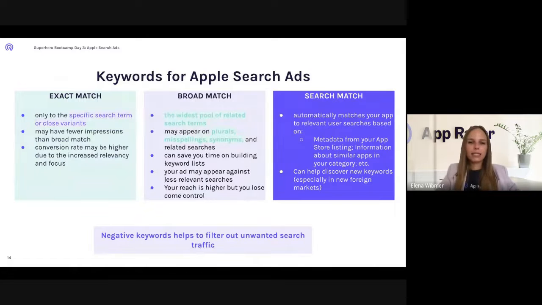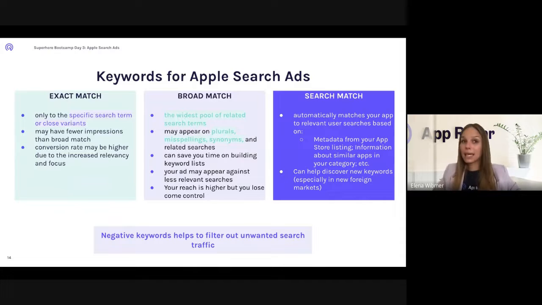Apple offers basically three different ways to bid on keywords. You have exact match, broad match, and search match. The last of these, the search match, is a type of targeting where you don't input any keywords, but you give Apple the option to show your ad for keywords that Apple believes are relevant to your app. It is automatically taken from information that you provide within your store listing.